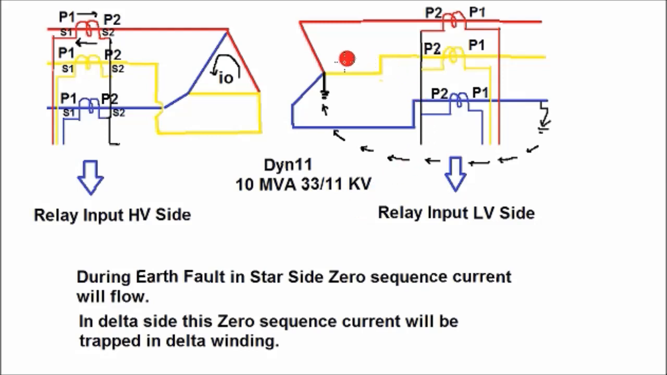So here the zero sequence filtering shall be enabled for the LV side, since the LV side is star connected and the neutral is grounded. And for the HV side, since it is delta connected, the zero sequence filtering shall be disabled.